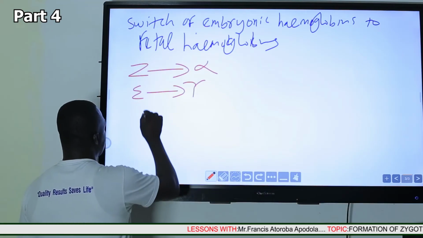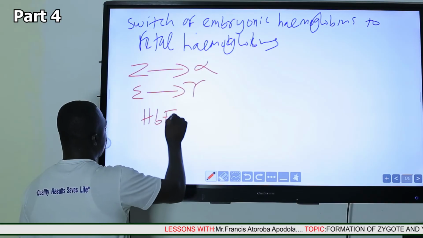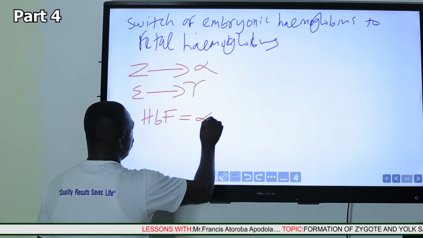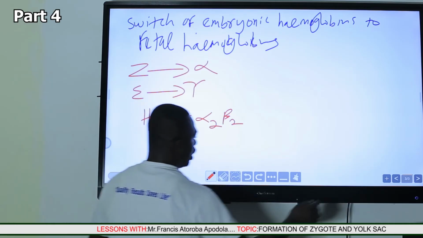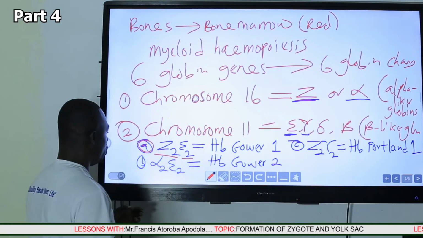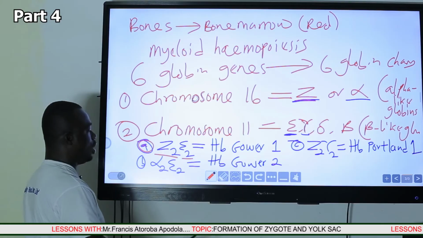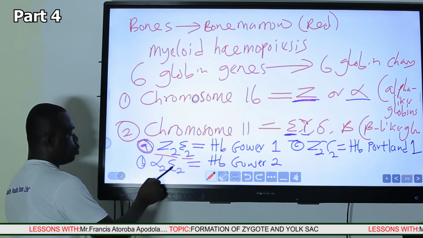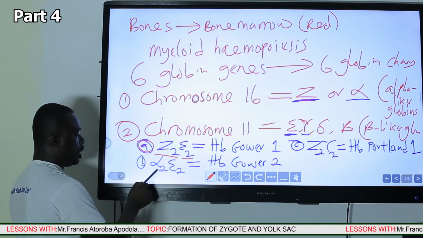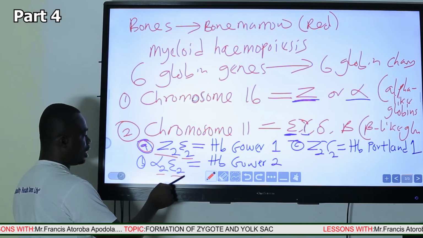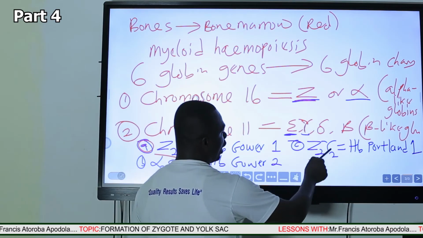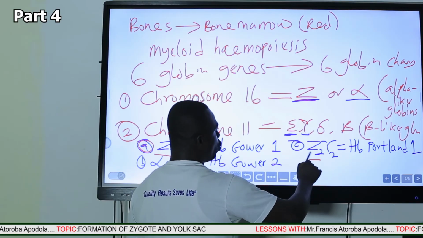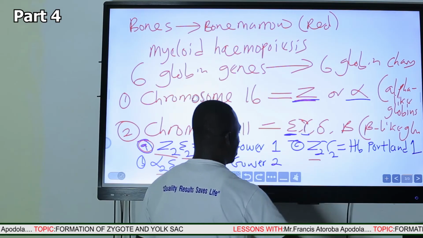So we'll get hemoglobin F, which is made up of two alpha chains, two beta chains. In all of them, we'll get hemoglobin F. Epsilon will switch to gamma. So we get two alpha chains, two gamma chains. The zeta here will switch to alpha and the gamma will still remain. So we get two alpha chains, two gamma chains.